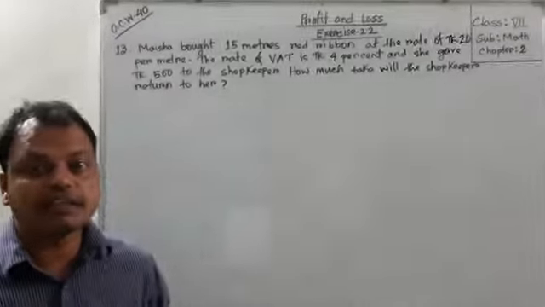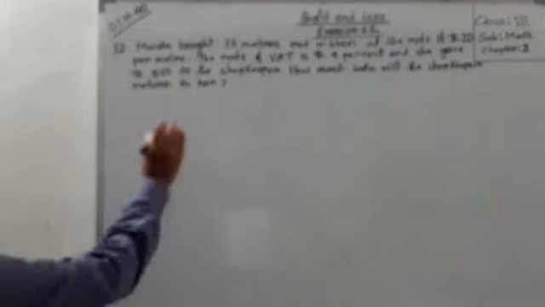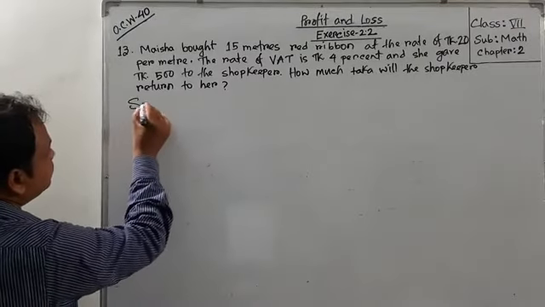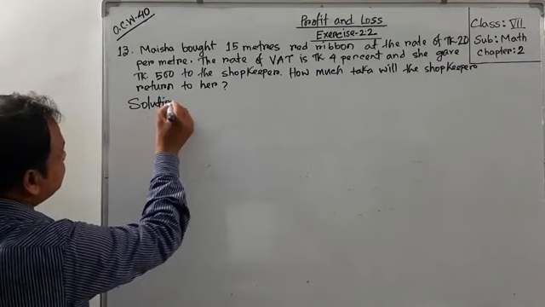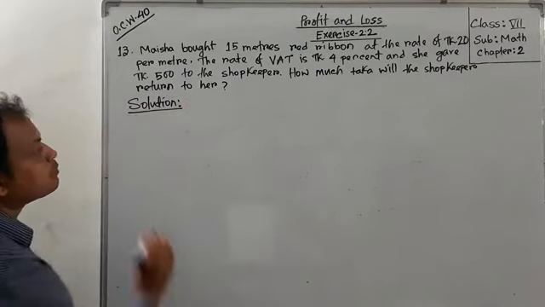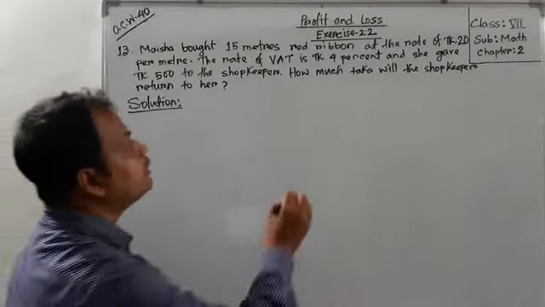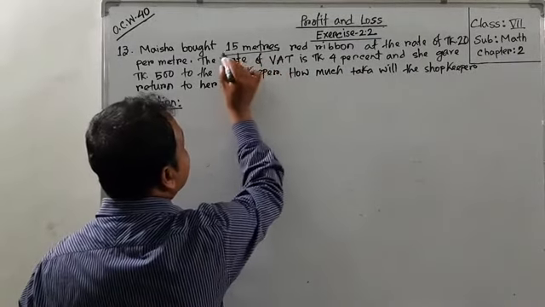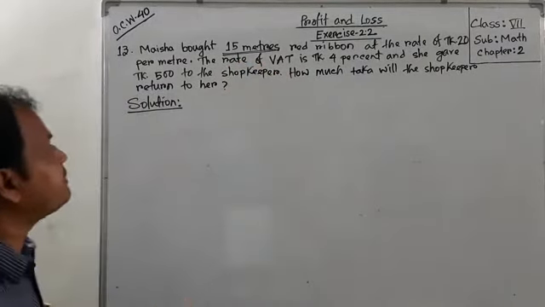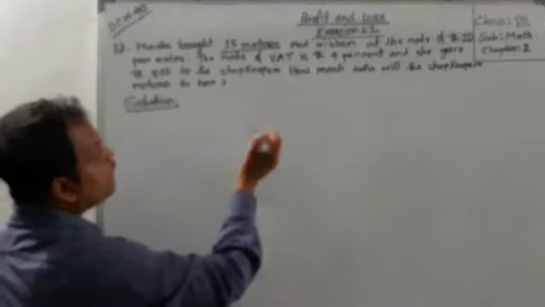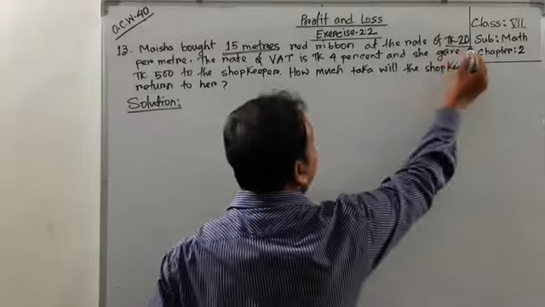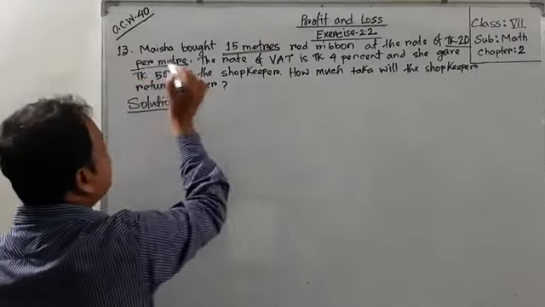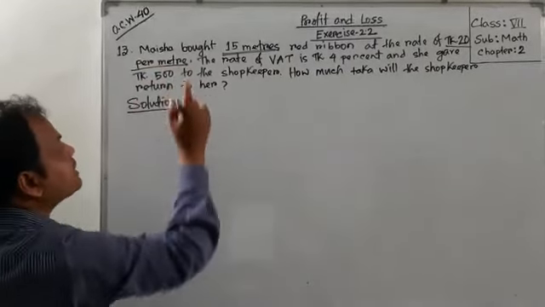So my dear students, I think all of you have understood today's question. Now we will solve it. Start writing. Solution. At first we will find the total taka for 15 meters, the total cost for 15 meters. We write from taka 20 per meter: per meter means for 1 meter.